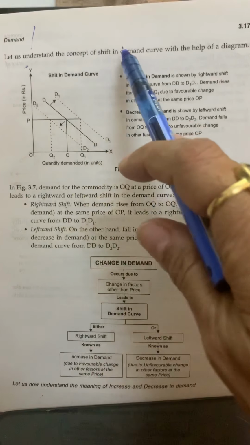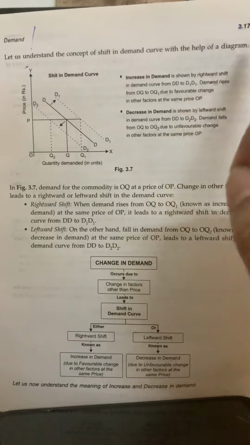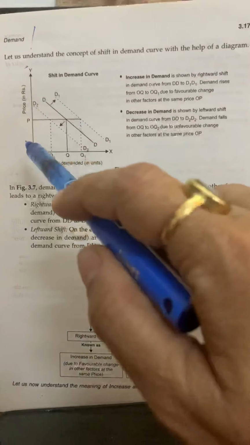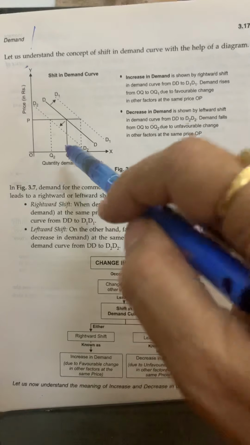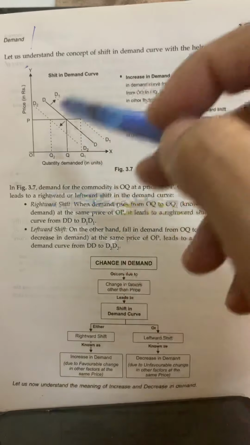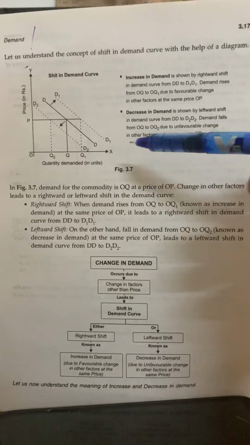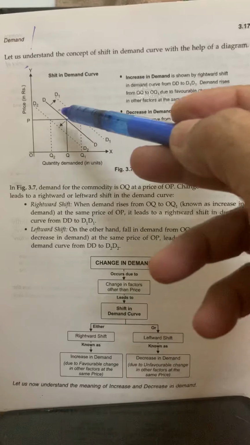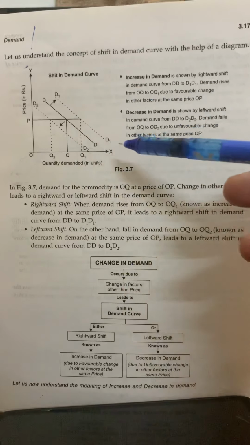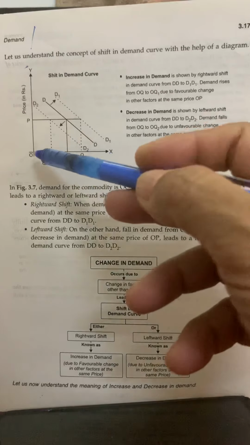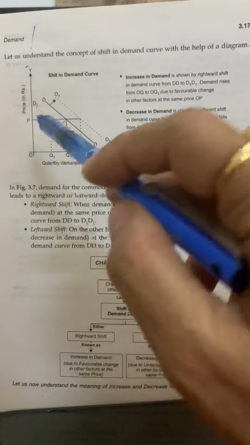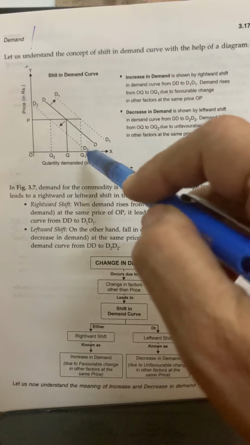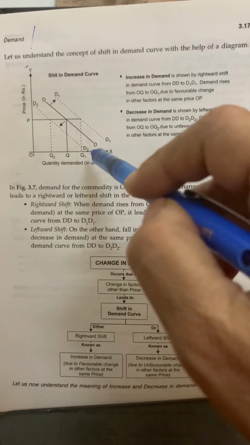Let's understand the concept of shift in demand curve with the help of a diagram. Here at price OP, the quantity demanded is OQ. Due to the change in the income of the consumer, the quantity demanded changes from OQ to OQ1. There is no change in the price of the commodity, but the quantity demanded changes from OQ to OQ1.